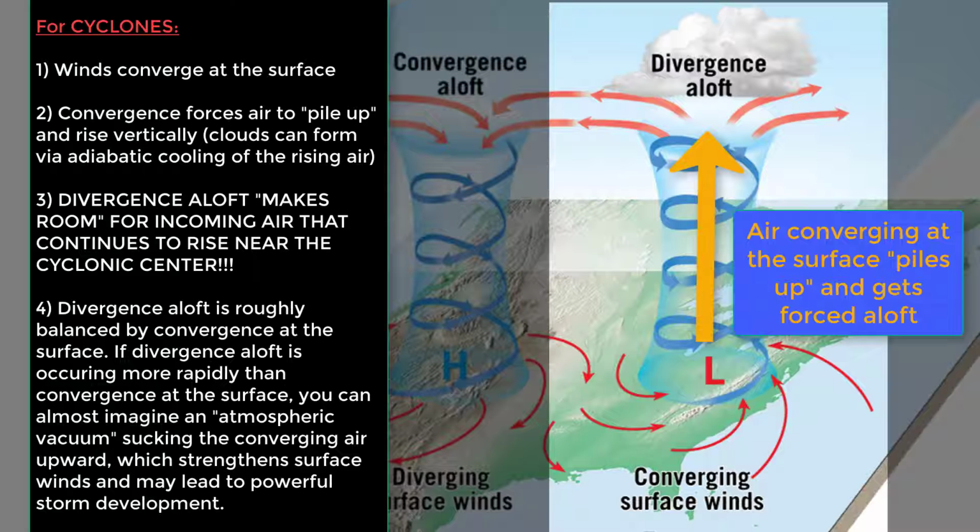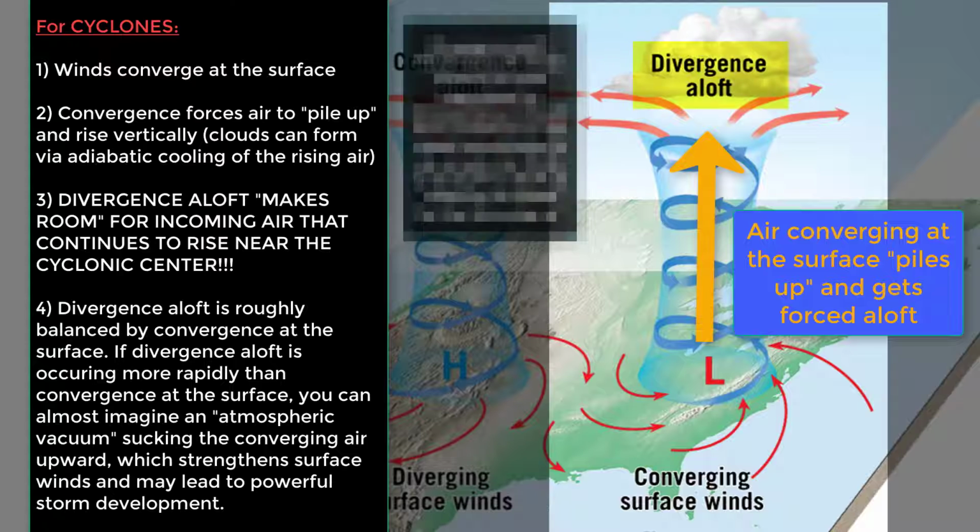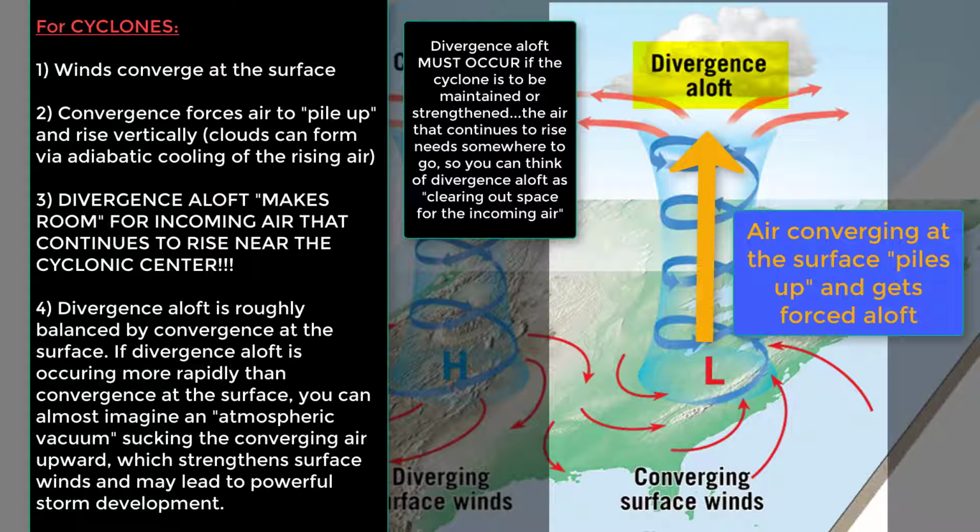But if we focus in on what's occurring high in the atmosphere above the cyclone, we actually see divergence aloft. And it's very important that there's divergence aloft over the top of a cyclone, because as more air moves its way upward due to convergence, there has to be somewhere for that air to go so that we can maintain that low pressure center at the surface. Now, what's really interesting about the cyclone is that the divergence aloft and the convergence at the surface are pretty well balanced most of the time. But if divergence aloft starts to occur at a more rapid rate than convergence at the surface, you might start to see some really strong surface winds and the formation of some very powerful thunderstorms. That converging air at the surface is going to be sucked upward at a higher rate to fill the void left by the air leaving aloft.